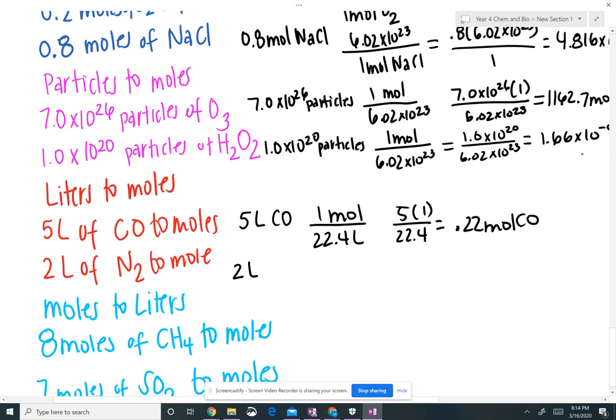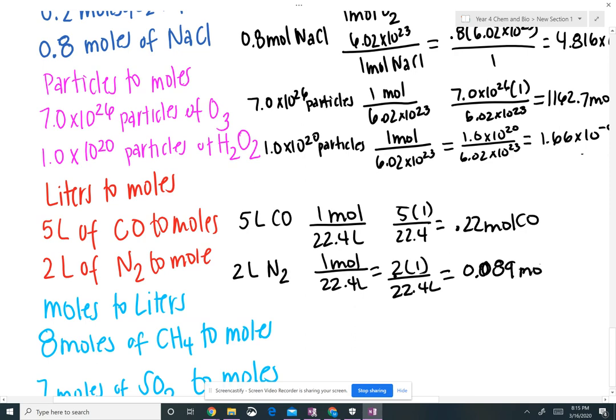Right, same thing on here. I have 2 liters of N2. I have to convert that to moles, so I'm going to use the same conversion factor. And then I would have 2 divided by 22.4. And then this should give me 2 times 1 divided by 22.4 liters. I forgot to write my liters on there. That would be 0.08. Wow, that's sloppy. 0.089, right? And this will be moles of N2, right?